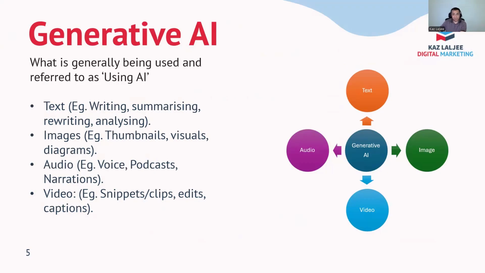Audio, so you've got voices, podcasts, narrations. I've got something else I'll blow your mind with later, so stay tuned for that. And then you've got video, so you can make snippets and clips, edits, and you can actually create videos and captions. So that's the way I look at it: are you generating something? I'm generating text, image, audio, or video. So that's what we call generative AI.